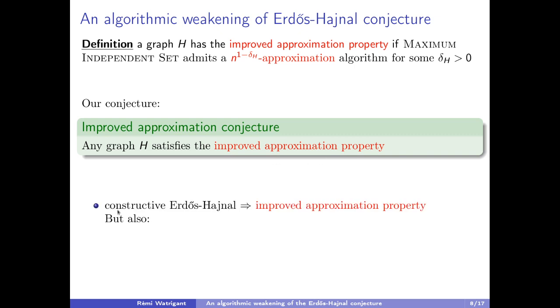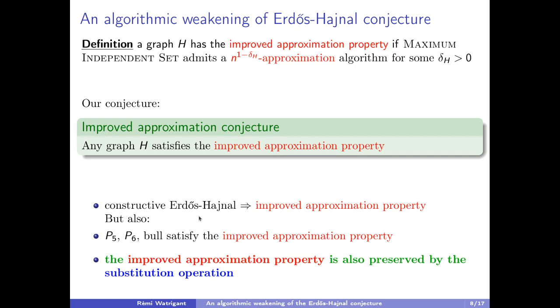So we have just seen that having the constructive Erdős–Hajnal property implies the improved approximation property. But there are also graphs which satisfy the improved approximation property, but are still open for Erdős–Hajnal. For instance, P5 and P6. P5 is still open for Erdős–Hajnal, so P6 is also open for Erdős–Hajnal. But in P6-free graphs, maximum independent set is polynomial time solvable, so the approximation ratio is even 1, right? And third point, we were able to prove that the improved approximation property is also preserved by the substitution operation. So the operation which works for Erdős–Hajnal also works for our new property.